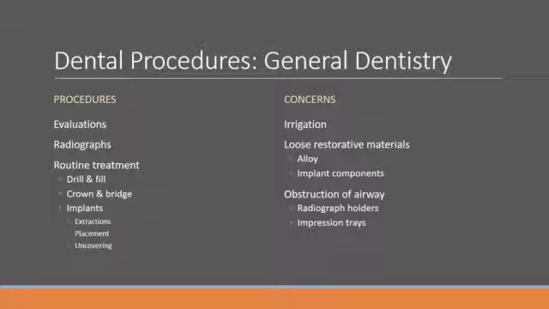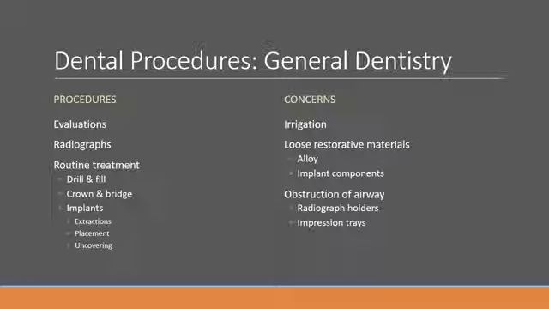And some of the concerns that we have: we certainly need to make sure that we always keep an eye on the amount of irrigation that we use, how much fluid the handpiece is putting out when you're cutting preps. You need to make sure that irrigation is being removed from the mouth with a high-speed suction. One of the things I always like to tell my assistants is that they're really the most important person in the room because their job is to keep the airway nice and clean by evacuating all the fluid, all the saliva, all the foreign debris from the mouth.